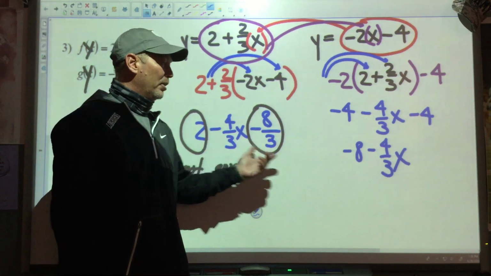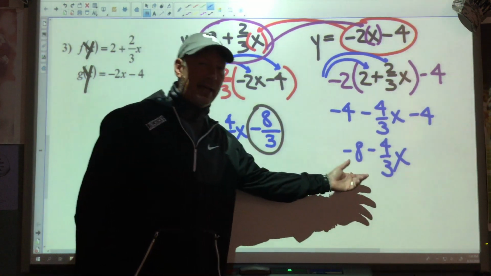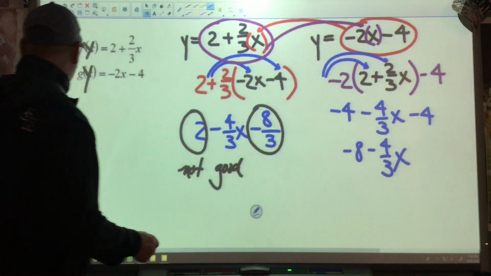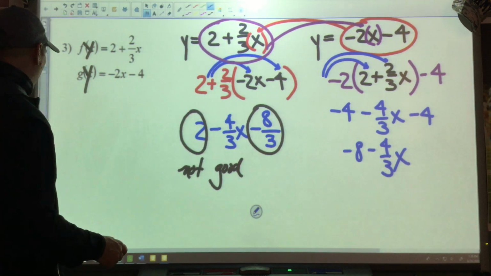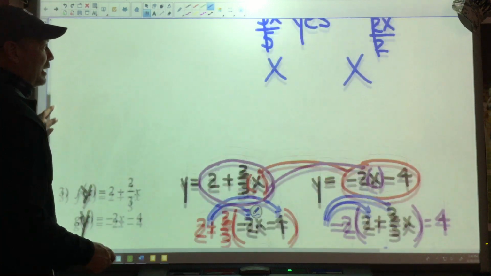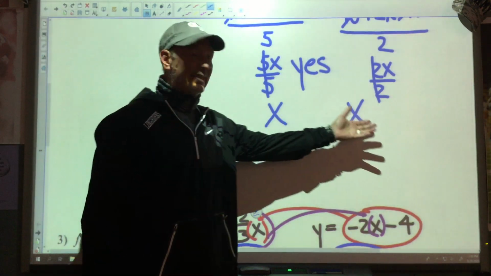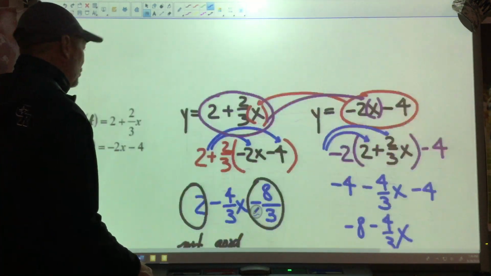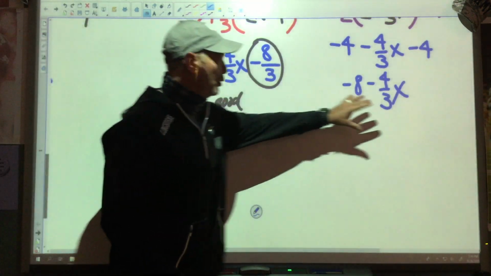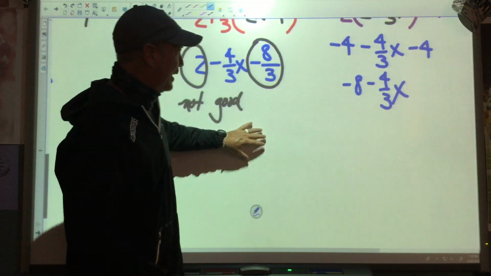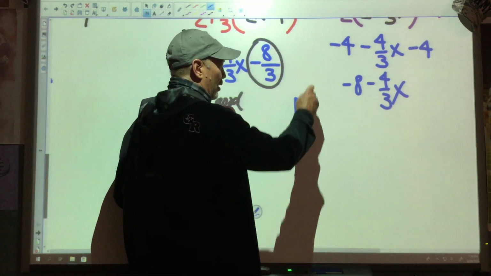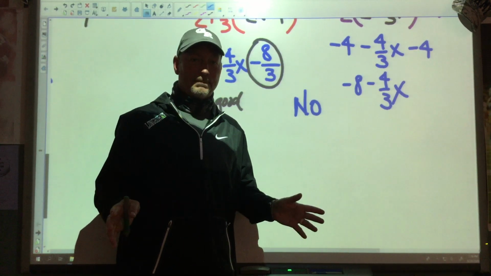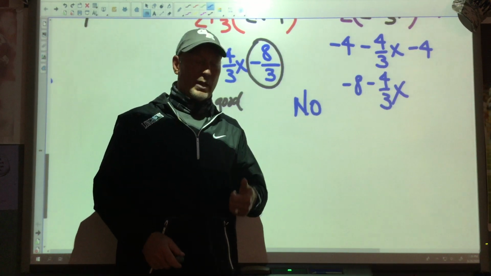These may look similar. They may even be the same. But is it what we wanted them to be? Did they end up reducing to x and x? And that is a no. So if they do not reduce down to x and x, we would write no. They are not inverses of each other. Okay? Let's try one more example.